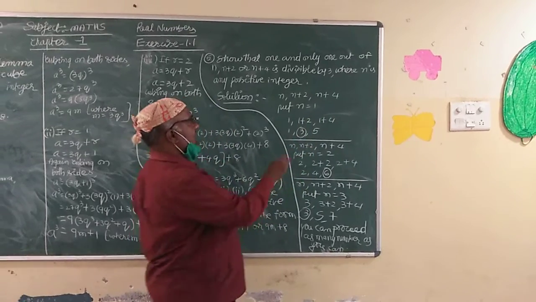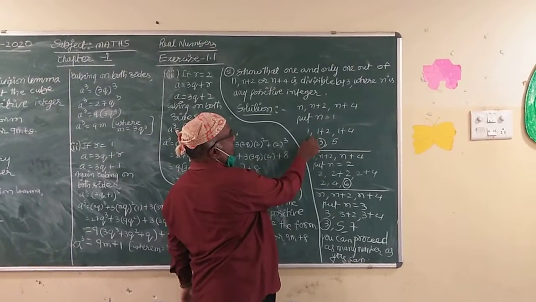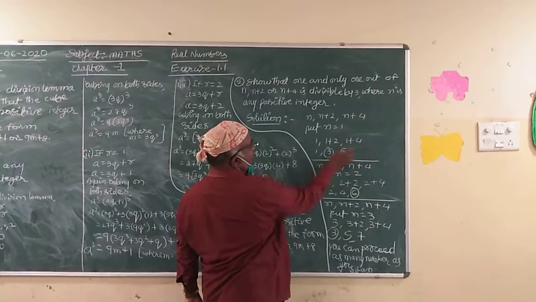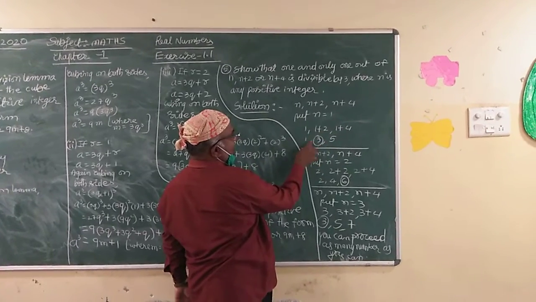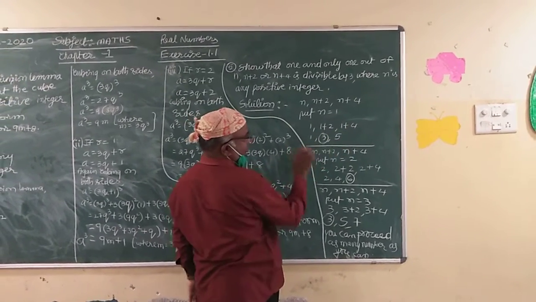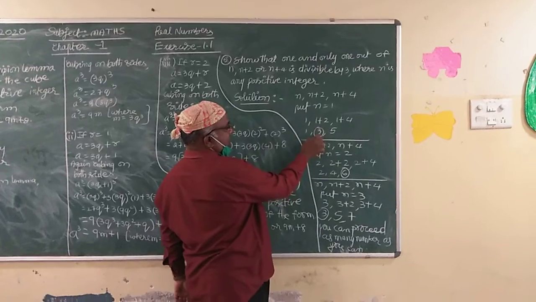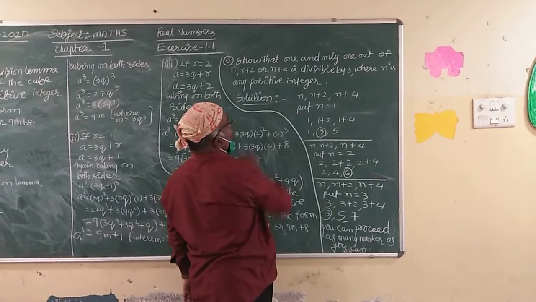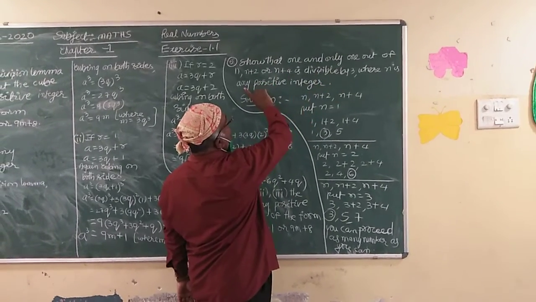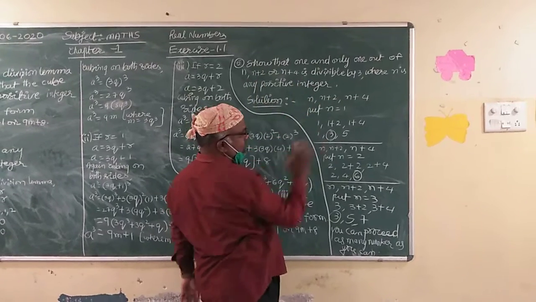In the place of n, I am taking 1. 1 comma 1 plus 2, 1 plus 4. 1 plus 2 is 3, 1 plus 4 is 5. Out of these three numbers, you see, 3 is divisible by 3. He said, show that one and only one out of these three numbers is divisible by 3.